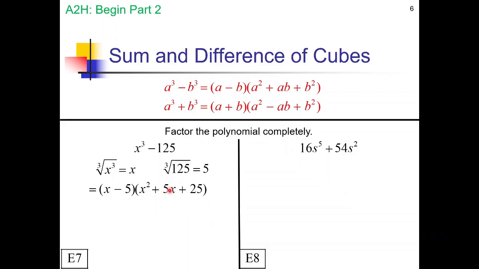And again, we have to remember that this second parentheses, as factorable as this looks, it actually is not factorable if you think about it. Two things that multiply to 25 and add up to 5, there's no way to do that. So this one is actually done.